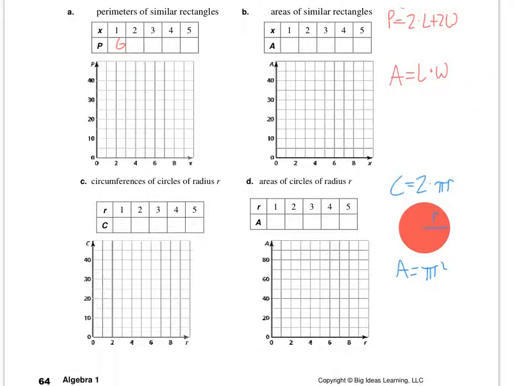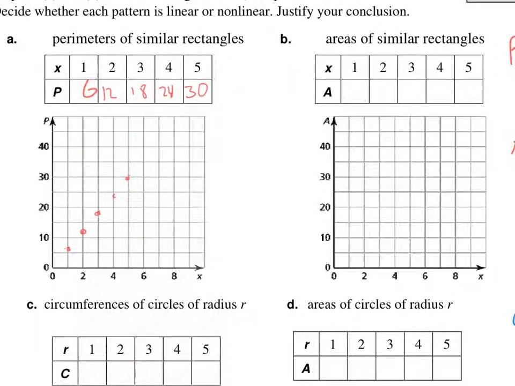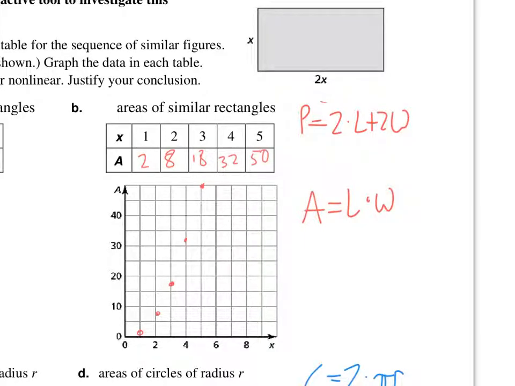All right, so let's take a look at what we should have got. For our perimeter, we should have gotten 6, 12, 18, 24, and 30. And when we plot our points, it looks like this. For part B, we get 2, 8, 18, 32, and 50 for our areas. And when we plot those points, we get this: 1, 2, 2, 8, 3, 18, 4, 32, 5, 50.